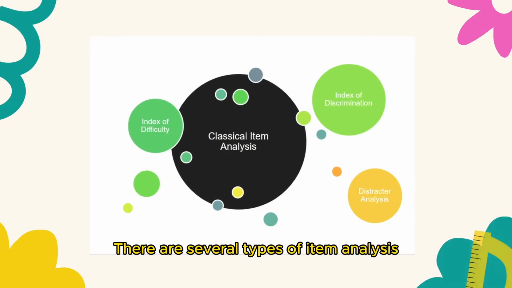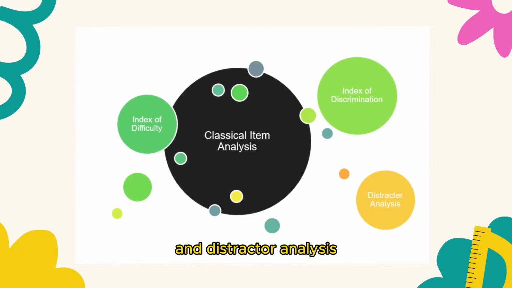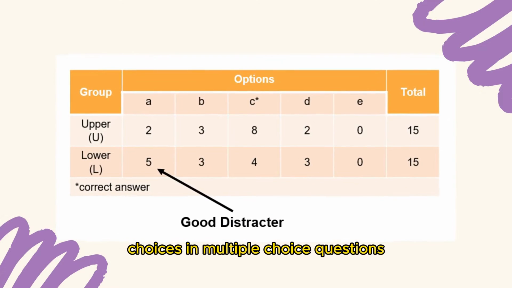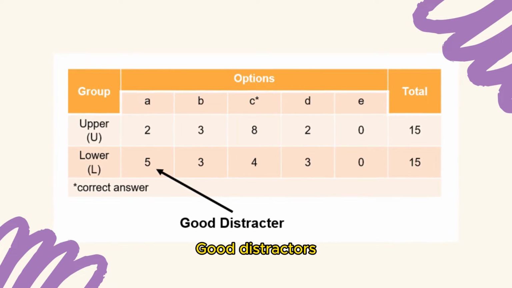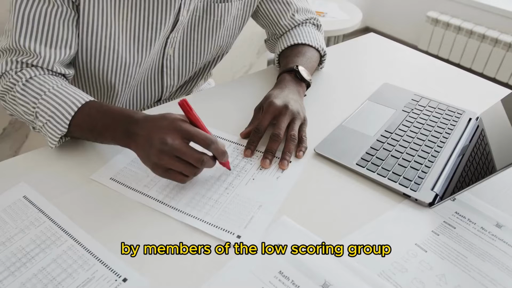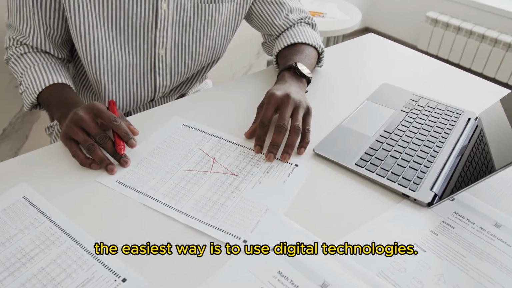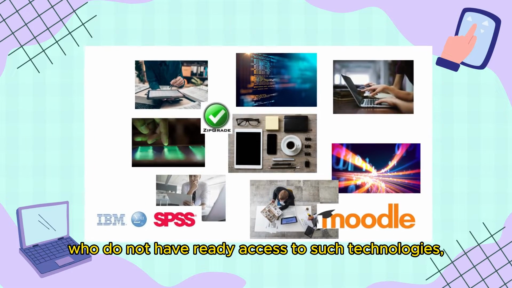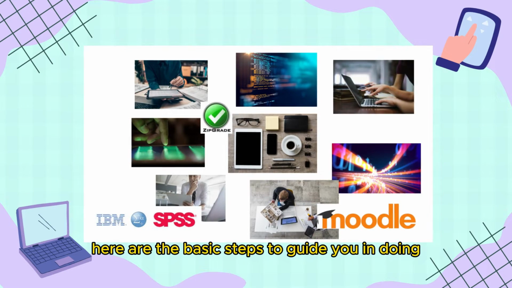There are several types of item analysis, including difficulty index, discrimination index, and distractor analysis. The distractor analysis uses the wrong answer choices in multiple choice questions to determine the student's comprehension level. Good distractors are those that are selected more frequently by members of the low-scoring group. To determine the difficulty and discrimination index of the test item, the easiest way is to use digital technologies. However, if you are one of the individuals who do not have ready access to such technologies, here are the basic steps to guide you in doing item analysis.